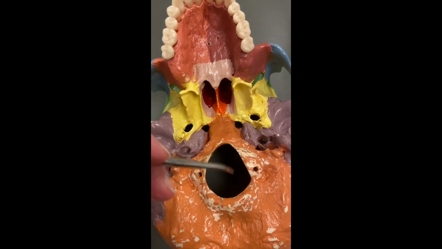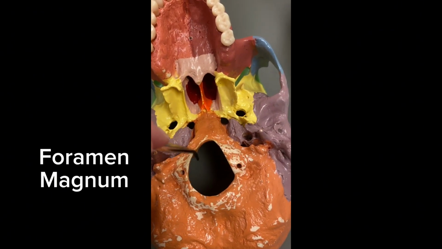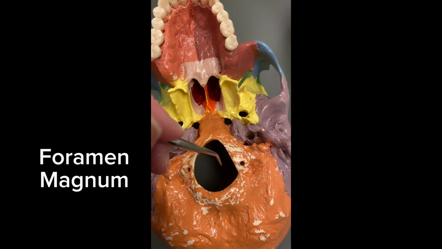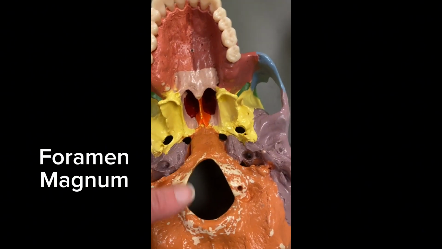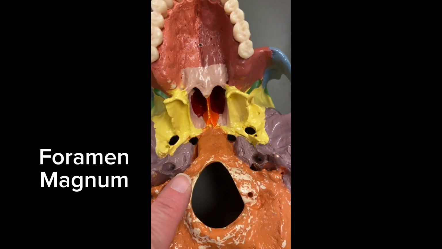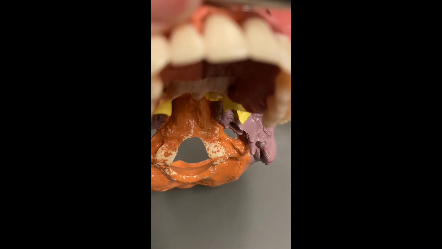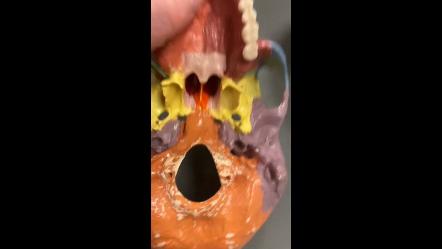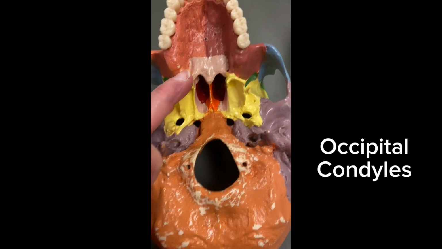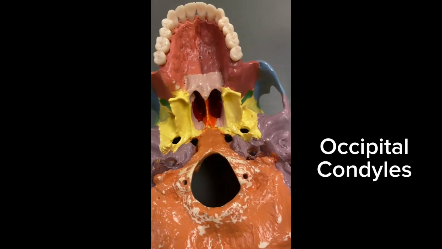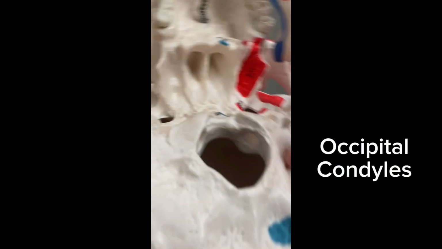You can see this very large hole here. This is the foramen magnum. The foramen magnum is where the brainstem would come and be continuous with the spinal cord. And then to either side, and it's roughed up here, there are these little projections to either side of the foramen magnum. Those are the occipital condyles that would articulate with the first cervical vertebra. You can see the condyles a little bit better on this particular model.